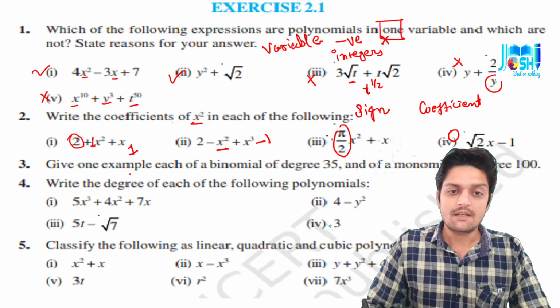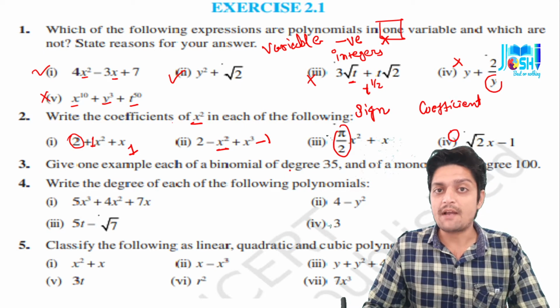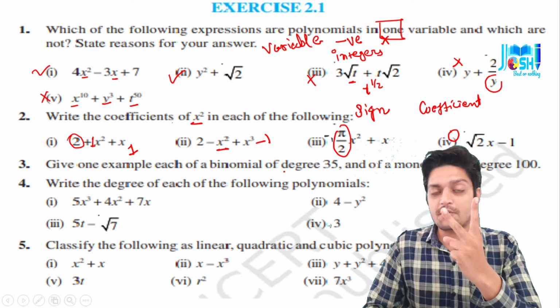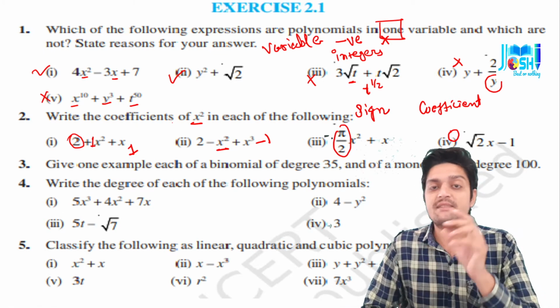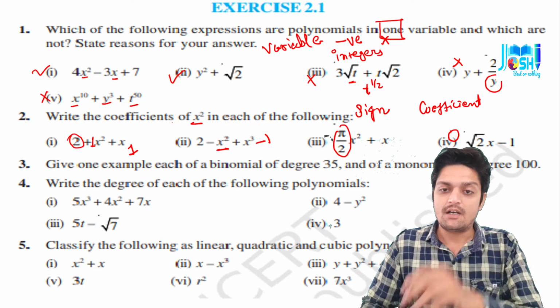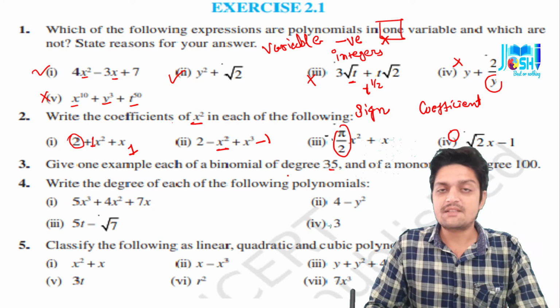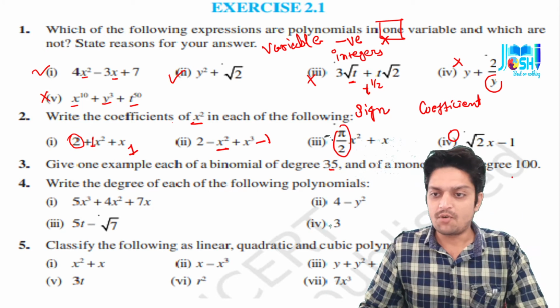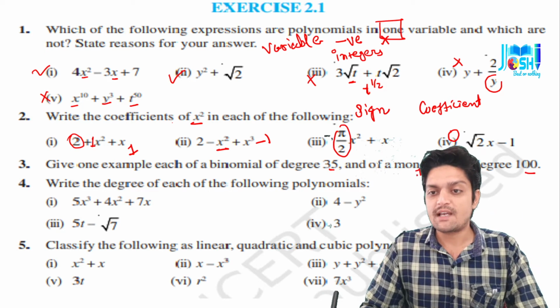Now third one, give one example of binomial. Binomial means it has to be two terms. I am not saying two variables. Listen, I am saying two terms. Then of degree 35 means the maximum degree should be 35. And monomial means which has one term.